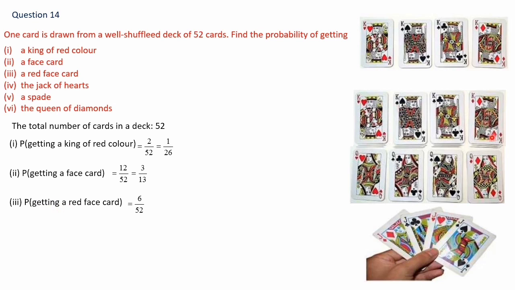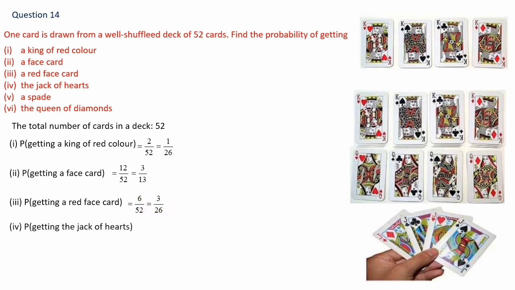So total 12 face cards are there in a deck of cards. Out of that you have to choose the red colored ones: 1, 2, 3, 4, 5 and 6. So 6 divided by total, which is 52. Here 2 we can cancel. 3 divided by 26, after cancelling 2 you will get 26.